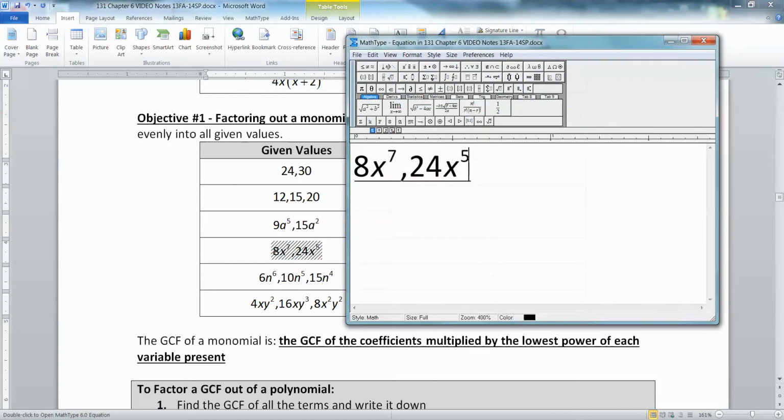Here for this one, x is a common factor, but it's not the biggest one. The biggest one would be x to the fifth. I can't go any bigger than x to the fifth because this term over here only has 5 x's to give. So I can't get any more than that.